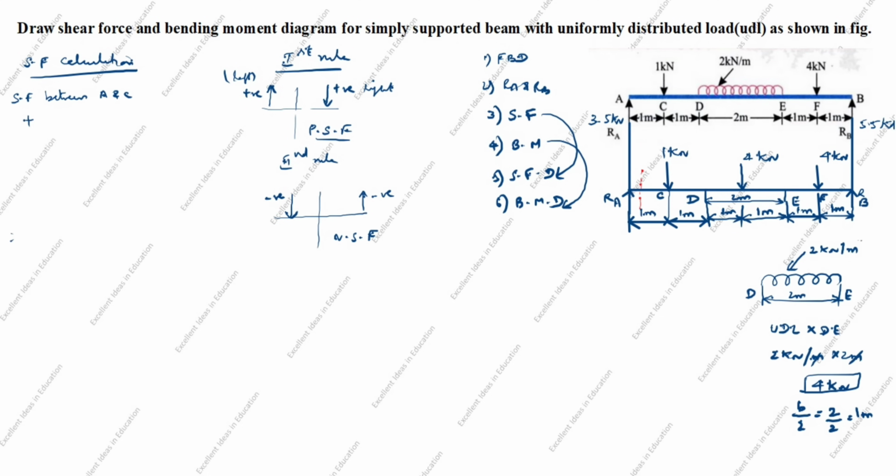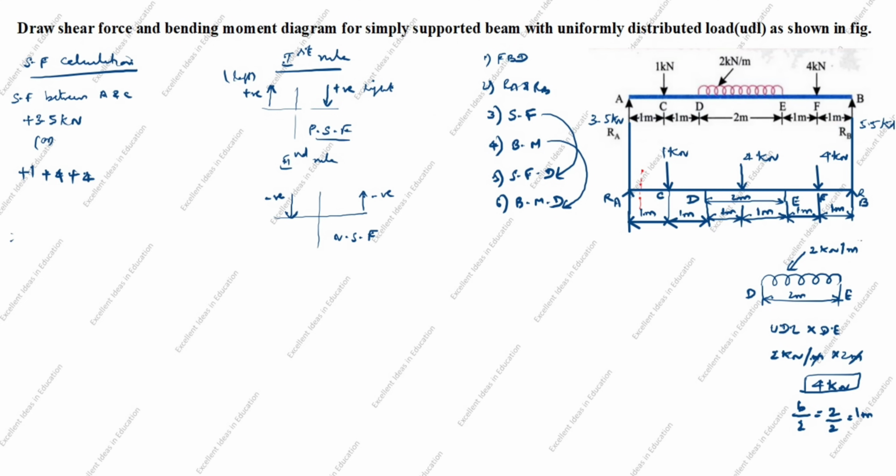Plus RA value is 3.5 kilonewton. Or now we will calculate right side. You see the arrow comes down. Arrow comes down is, you see, positive. Plus 1. Next you see arrow comes down only. Down is positive for right side. Plus 4.